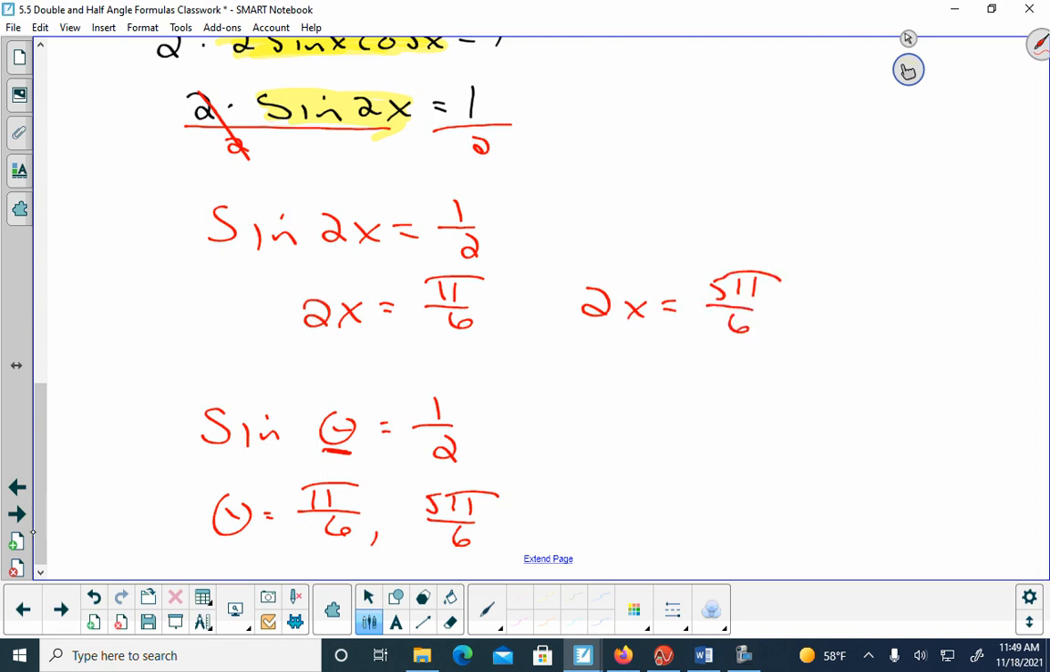So now to find just 1x, I'm going to multiply both sides by the reciprocal, or divide by 2. I would prefer to multiply by 1/2 than divide by 2. So here I'm going to get x is equal to pi over 12, and here I'm going to get x is equal to 5 pi over 12.